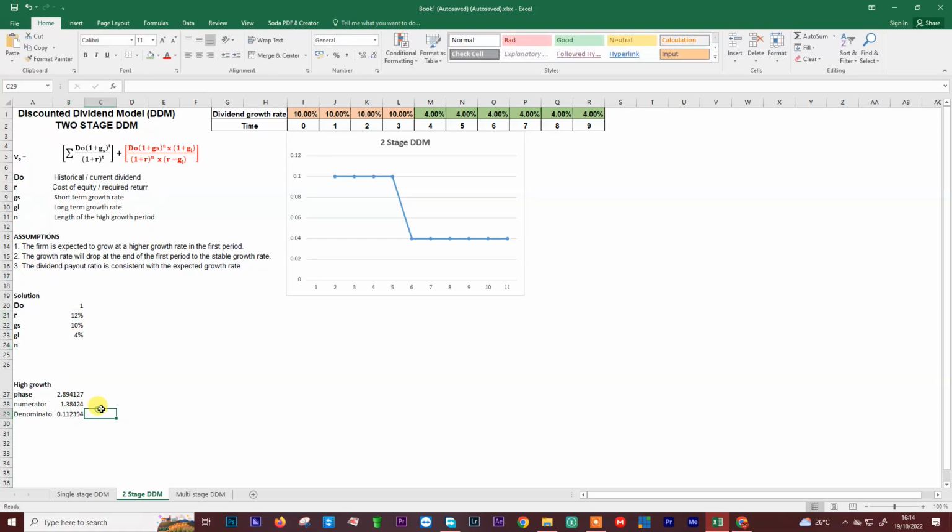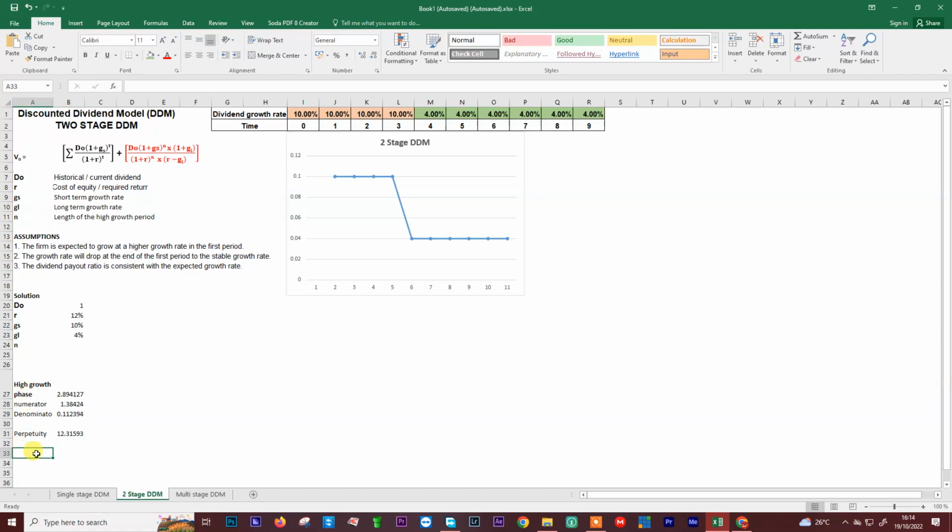So perpetuity component, I can just keep one line there. Perpetuity, we're saying we have the numerator divided by the denominator. So plus the numerator divided by the denominator there. How much do we get? We get 12.31. Once we get 12.31 over here, so the high growth phase, perpetuity phase.